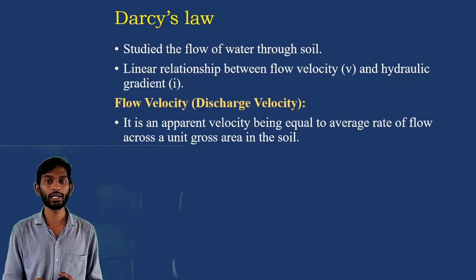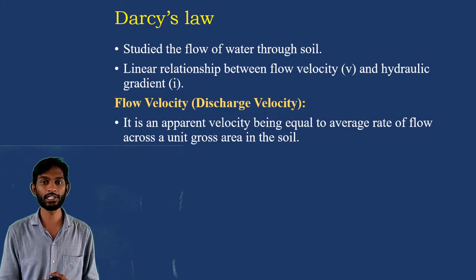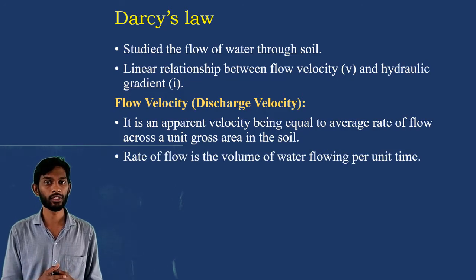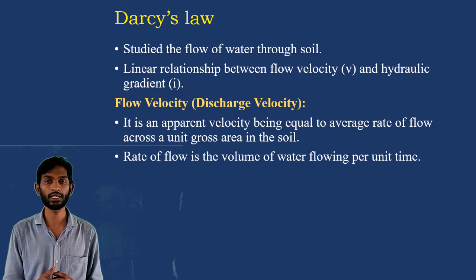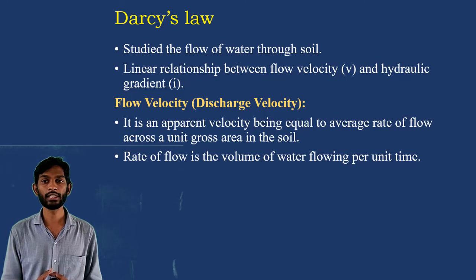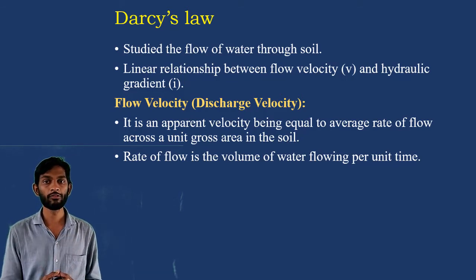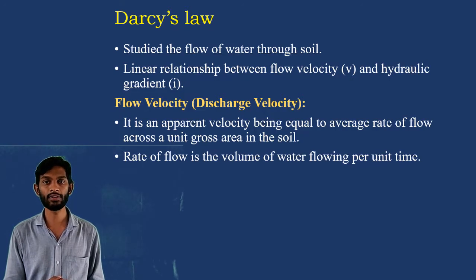Darcy also ensured that the rate of flow is the total volume of water that is flowing per unit time. So rate of flow is the total volume of water that is flowing per unit time. This is how you can define the flow velocity or discharge velocity.